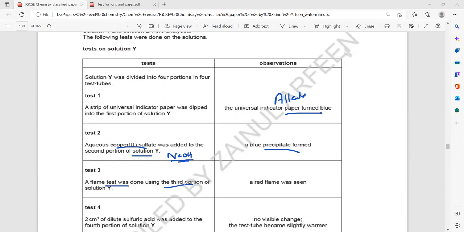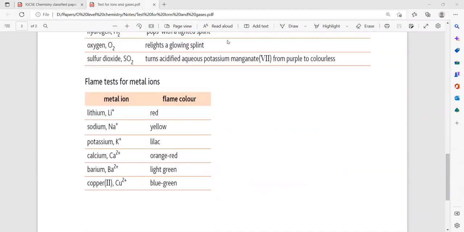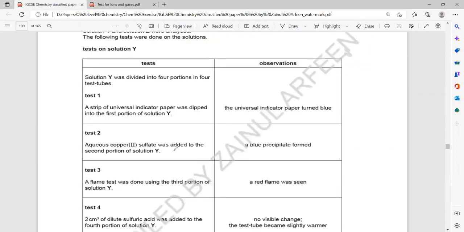But when you carry out a flame test, it was giving a red. So which metal is giving a red flame color? Lithium. As you can see, these are the flame tests. Which metal is giving a red flame color? Lithium is there, or calcium is also there, but it's orange red, not red. So the copper test gave an idea that it can be sodium hydroxide, but this flame test gives an idea that it might be lithium. This indicates that it is an alkaline solution or hydroxide.